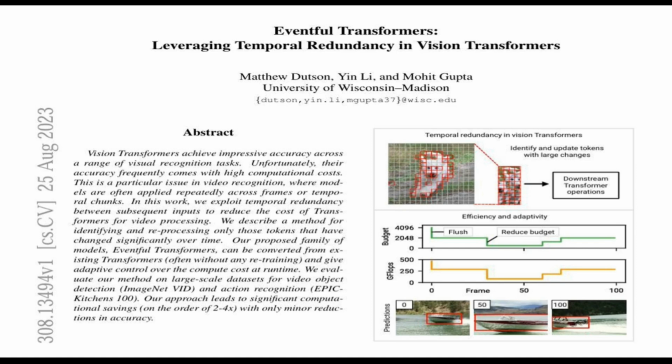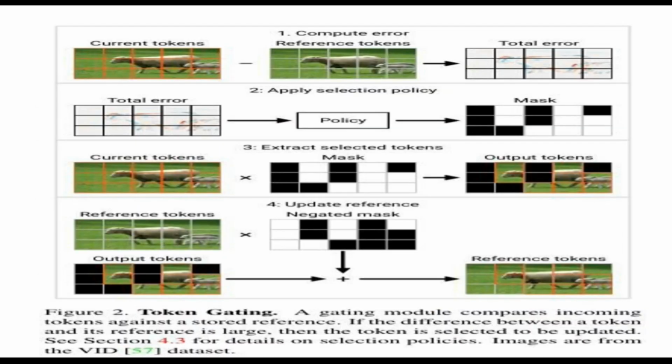Okay, the next paper is Eventful Transformers: Leveraging Temporal Redundancy in Vision Transformers. Transformers have been a game changer for video recognition, but their downside is heavy computation cost. Imagine processing an entire video frame by frame, even when most frames barely change, a massive waste of resources.